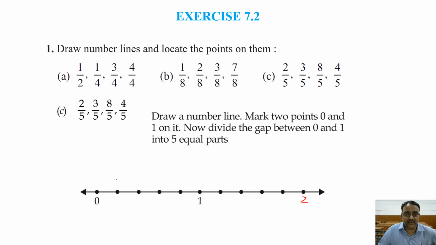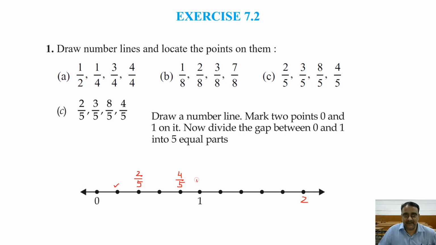अब यहाँ से काउंट करते हैं. 1 by 5. This is 2 by 5. This is 3 by 5. Okay. This one is 4 by 5.